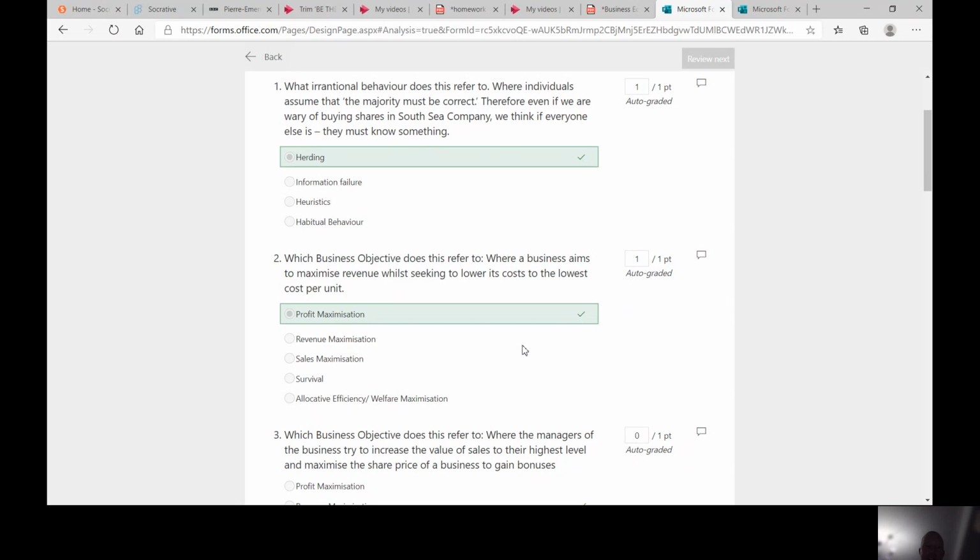So the first question, which the vast majority of us got right: what irrational behaviour does this refer to? Individuals assuming the majority must be correct. Therefore, even if you're wary of buying shares, everyone else thinks it is a good idea, so they must know something. This is herding, so following the herd. Information failures is when one party has more relevant information than another. Heuristics are rules of thumb or guesswork.